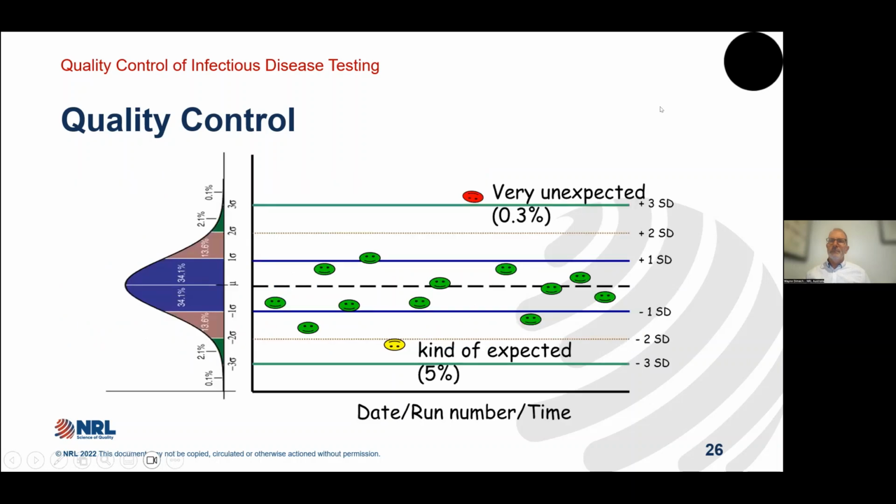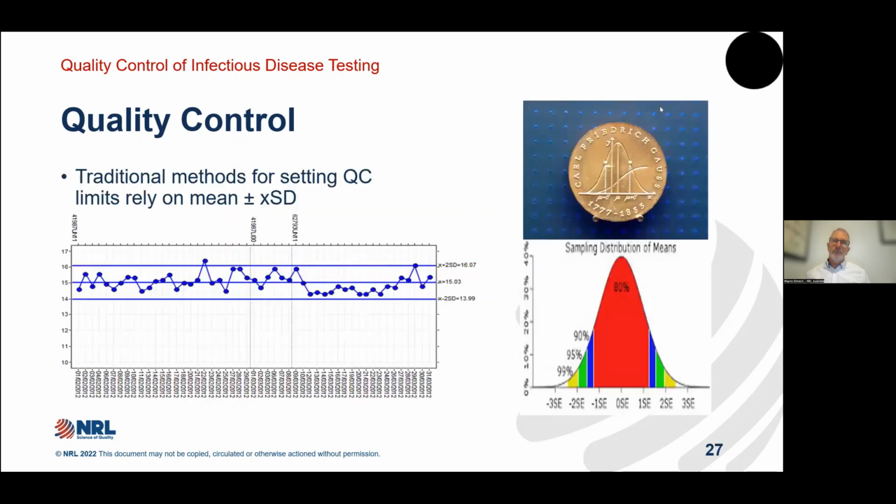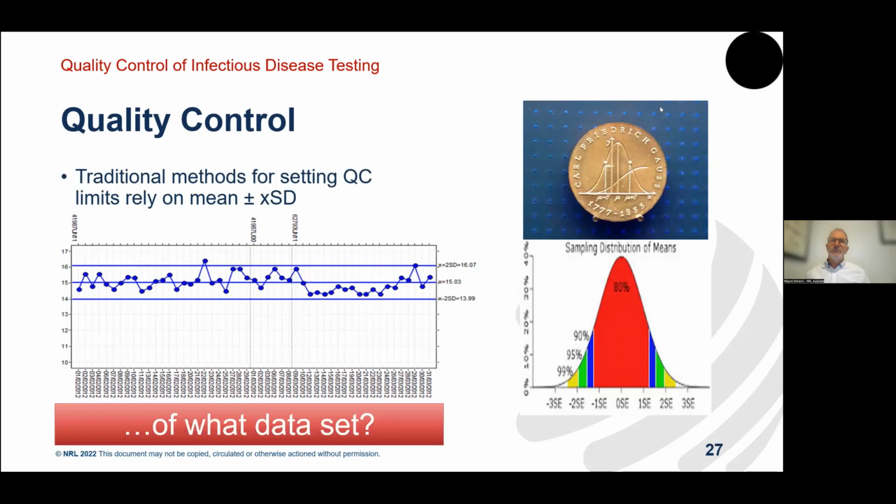Using traditional methods with a normally distributed population of data, we would see the example displayed here, where we would expect most results to fall within 1 to 2 standard deviations, and anything outside of 2 standard deviations is very unexpected. The traditional methods for setting QC limits rely on mean and standard deviation to set that range. But the question is, what population do you use to establish that range? What data set do you use?